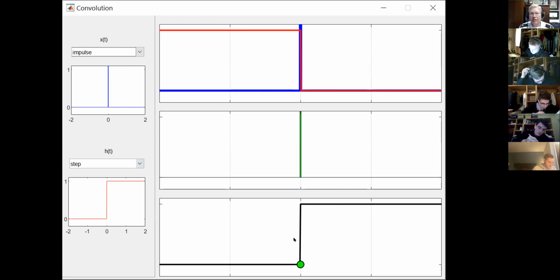If you've got a circuit, your input voltage is your x of t, up here in blue. The voltage across the output resistor that you're interested in is your output, your y of t. And the circuit itself, those resistors, capacitors, inductors, transistors, everything in the middle, is what's represented by this h of t. That's your actual verb.